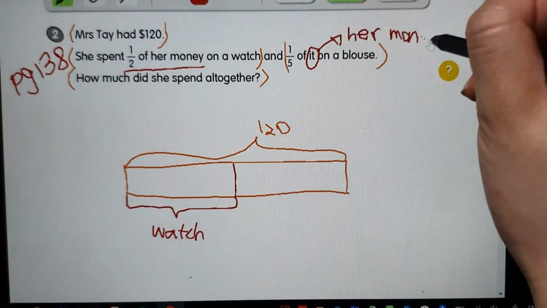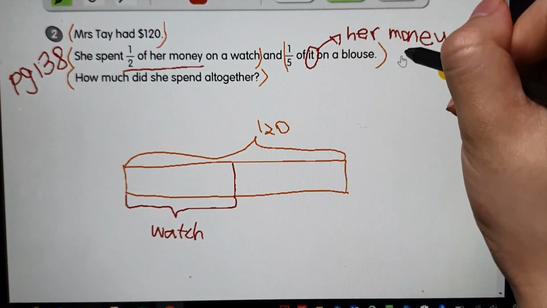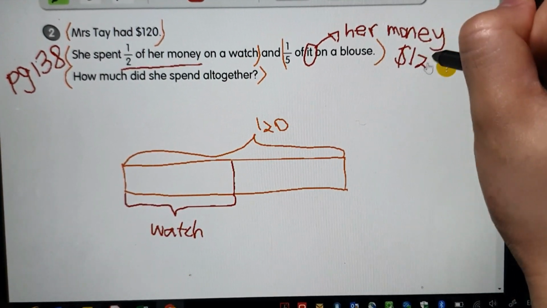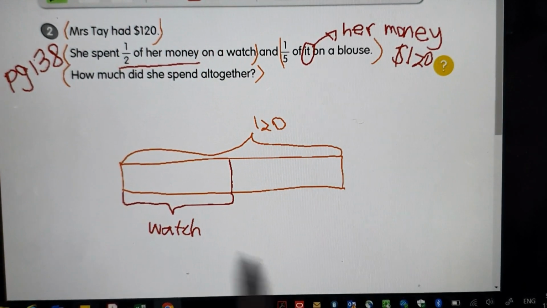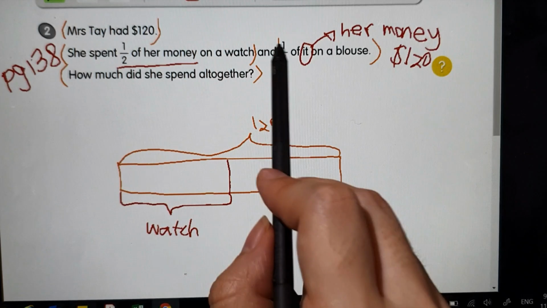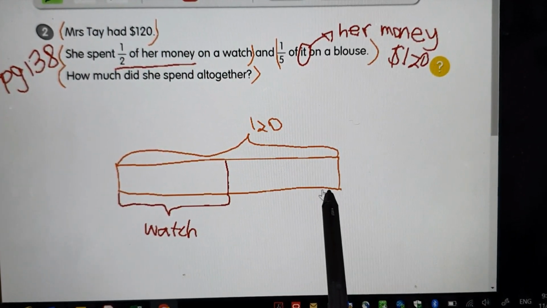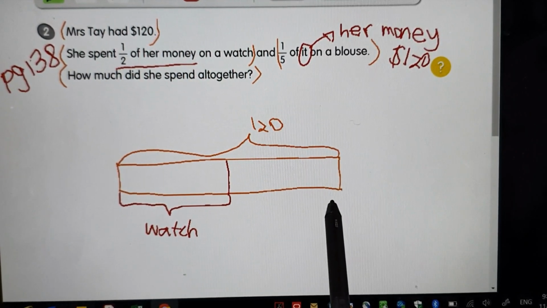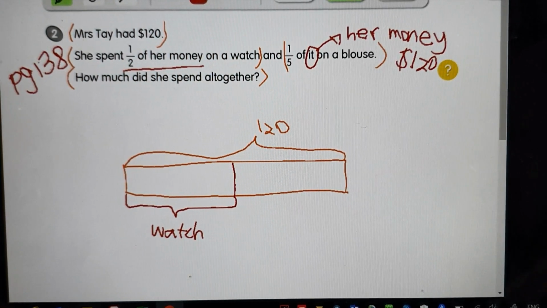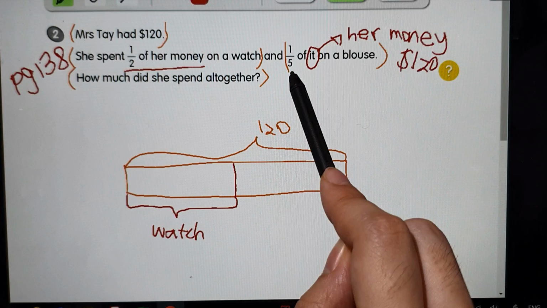And how much do you think her money actually represents? Very good. Her money represents $120. So this whole bar now is my $120. So 1/5 of it, meaning 1/5 of $120. So how many units should you have cut your $120 into? Yes, it should have been 5 because the denominator here is 5.